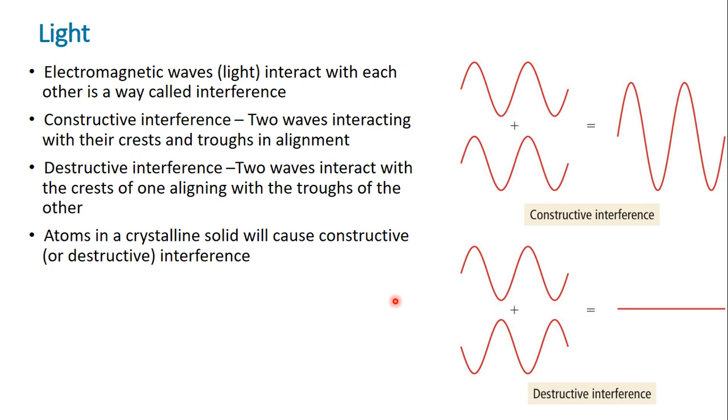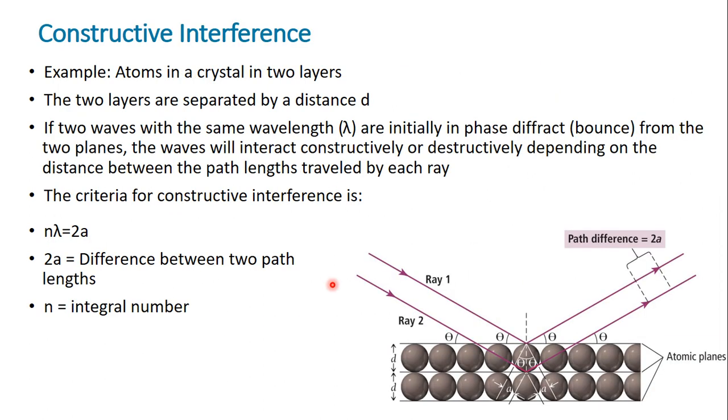Now, the only way we can determine the atomic structure of crystals is if they have constructive interference. And crystalline solids will cause both constructive and destructive interference to happen. But we're really only worried about the constructive interference, because the constructive interference is what we are capturing when we're measuring the light bouncing off the crystals. So let's look at some of the math of this constructive interference.